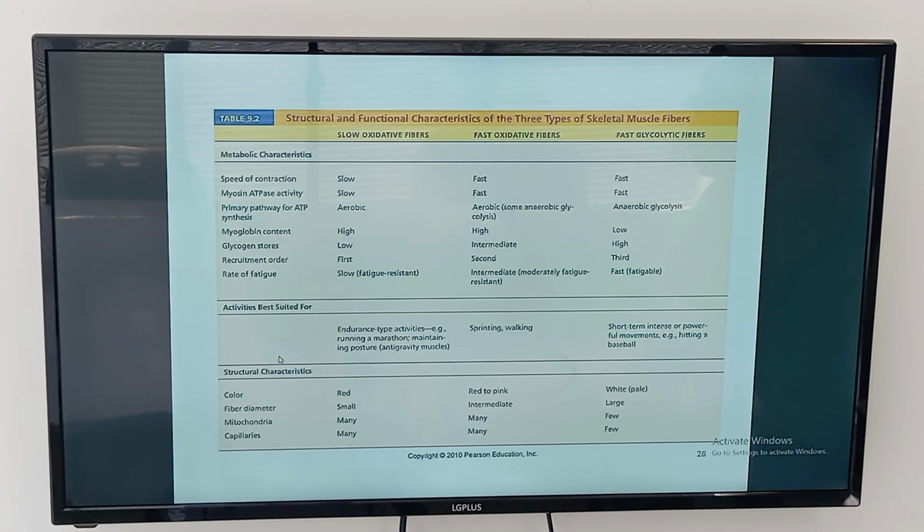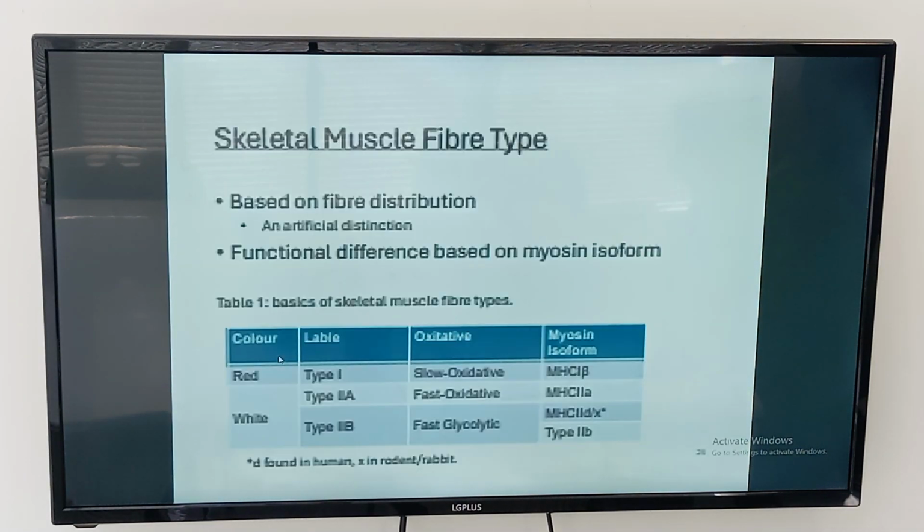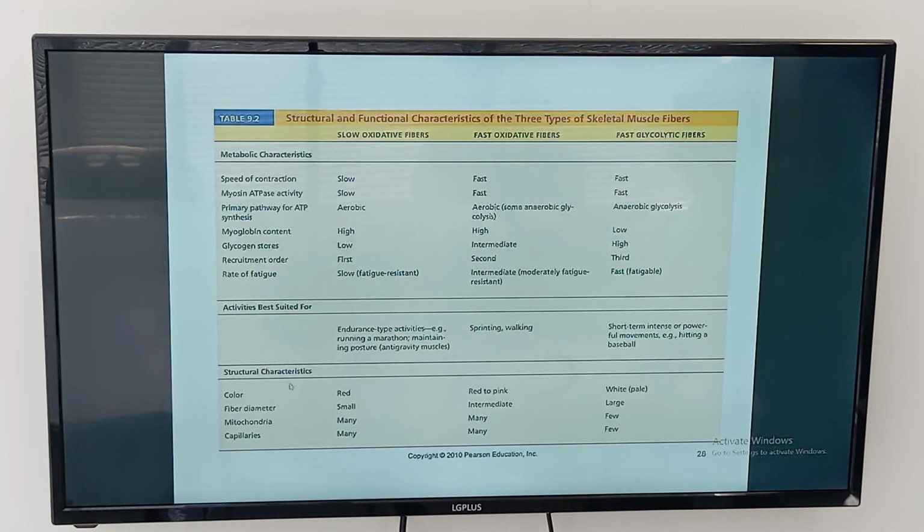Now we have the structural characteristics. The color, of course, as we said in this table, we're going to explain it in a further way. The slow oxidative is red. The fast oxidative is red to pink. You can also say pinkish. And the fast glycolytic is white or pale in color. The fiber diameter, the slow oxidative is the smallest one. The fast oxidative fiber is intermediate in diameter, and the fast glycolytic is the largest one.